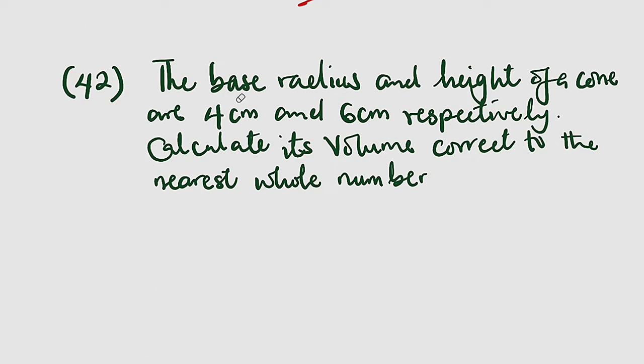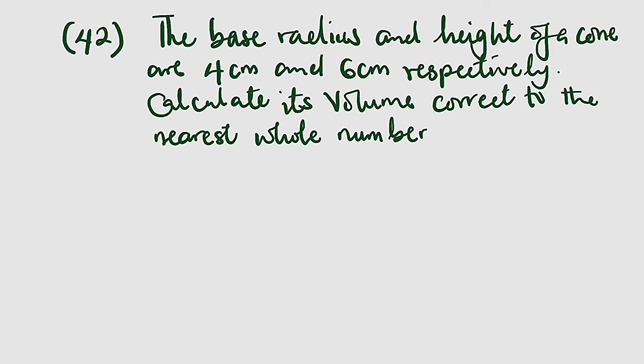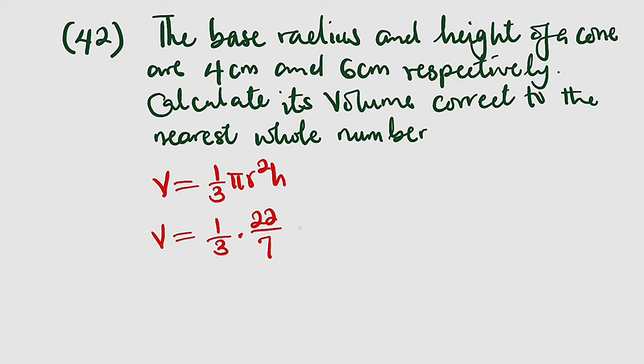Question number 42 reads, the base radius and height of a cone are 4 cm and 6 cm respectively. We're asked to calculate its volume correct to the nearest whole number. So what is the formula for calculating the volume of a cone? It is given as V is equal to 1 divided by 3 pi r squared h. H is the height, r is the radius, and pi is constant. And since we are not given the pi, we are going to use 22 divided by 7, which we commonly use in Nigeria. So V is equal to 1 divided by 3 multiplied by 22 divided by 7 for pi.